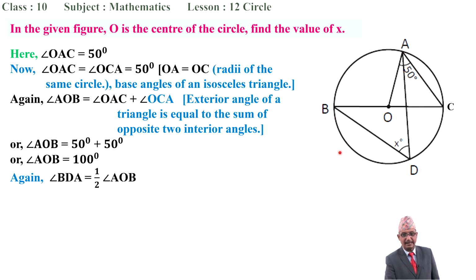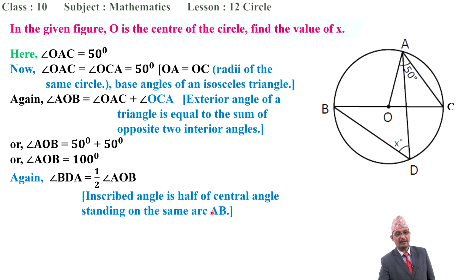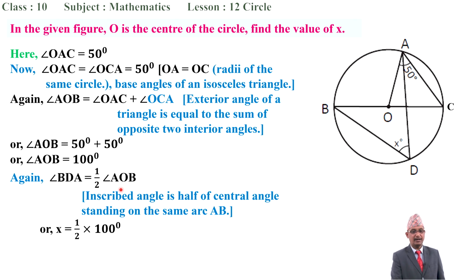So what can we write? Angle BDA, which is the inscribed angle, is half of central angle AOB. Why? Because both are standing on the same arc AB. Then the inscribed angle is half of the central angle standing on the same arc AB. Now put the value of angle AOB. What is the value of angle AOB? 100 degrees. So BDA, which is x, equals half times angle AOB, which is 100 degrees. This gives you x equals 50 degrees.